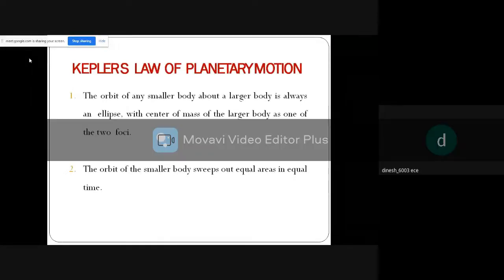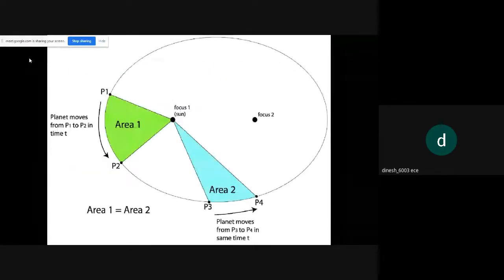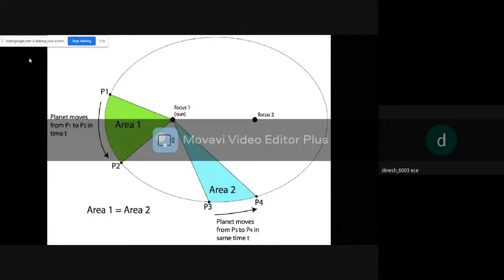The area of coverage of the smaller body, as it revolves around the larger body, will cover equal area in equal time. So this is Kepler's second law. Let us move on to the area coverage. You can see we have the sun in the center, and smaller bodies revolving around it.